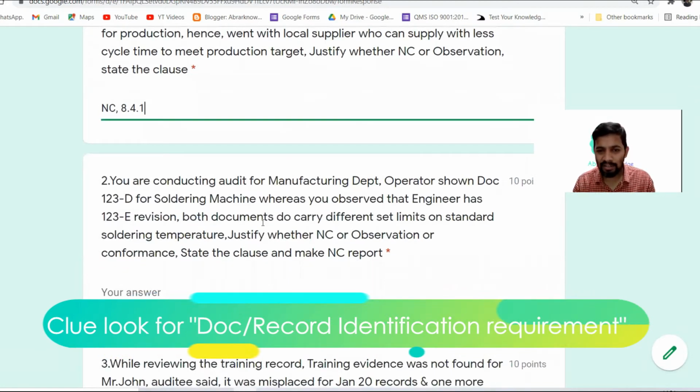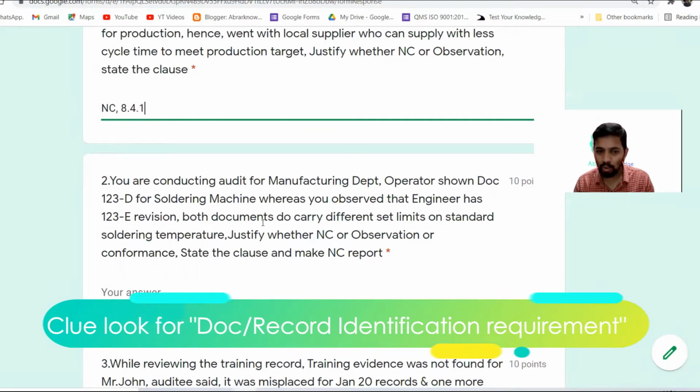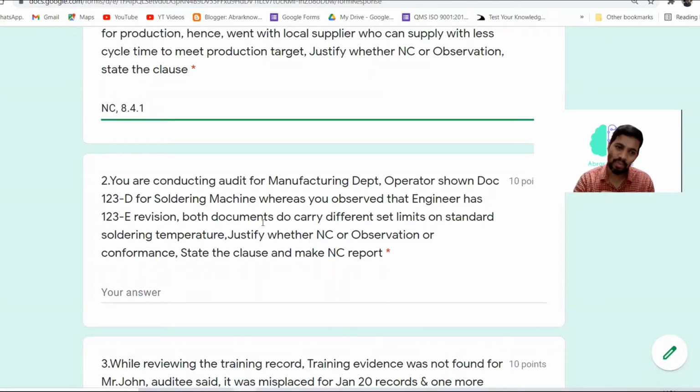So you conduct an audit for the manufacturing department. The operator showed document number 123D for the soldering machine, whereas the engineer was holding another version, E. Both documents carry a different set of limits, that is, soldering limits on the standard soldering temperature. Justify whether it is an NC, observation or conformance, state the class, and make the NC report.